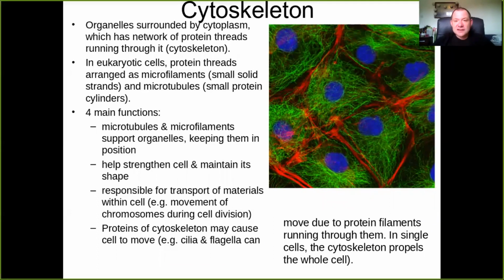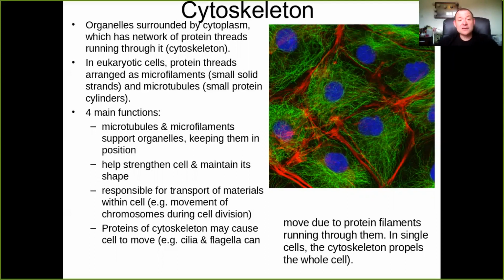Next, the cytoskeleton. These cells here have been stained, so you can see all these little fibers moving through the cell. This is the cytoskeleton. It's responsible for holding the cell's shape in a particular configuration, and organelles are attached to the cytoskeleton, so they don't all just fall to the bottom. So the organelles are surrounded by cytoplasm, which has a network of protein threads, the cytoskeleton.